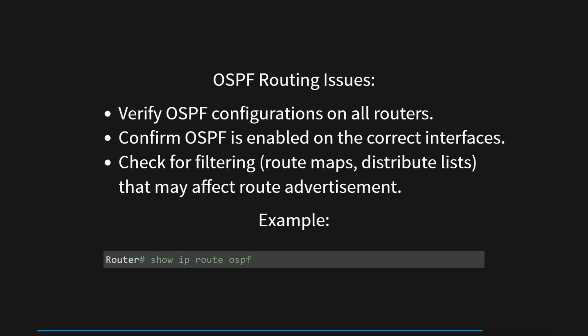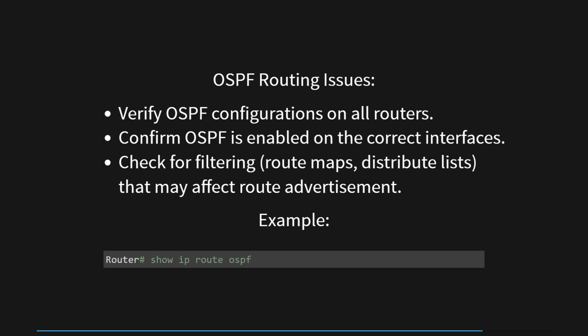In OSPF implementations, encountering routing issues where OSPF learned routes do not appear in the routing table is a common concern. To address this, several key aspects need to be examined. Firstly, it is essential to verify the OSPF configurations on all routers, including the process ID, networks, and areas, to ensure they are correctly set up and aligned.